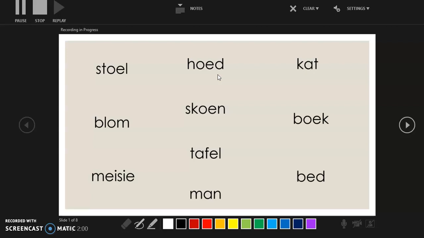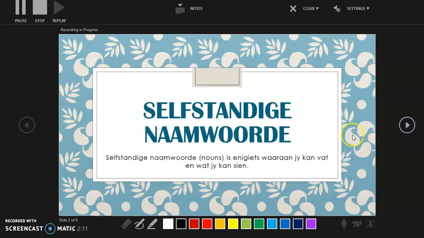So grade 4s and 5s, we have done this earlier this year. These words in English, we call them nouns because you can see them and touch them. In Afrikaans noem jy dit selfstandige naamwoorde. Goed, so al hierdie woorde, jy kan dit sien en jy kan daaraan vat. Right, so on the next slide is then the definition of a noun, die definisie van 'n selfstandige naamwoord.